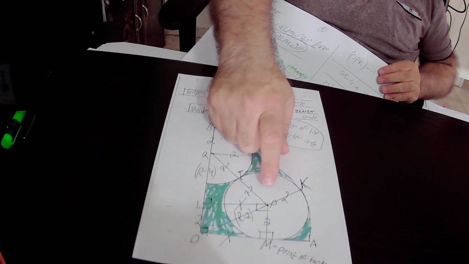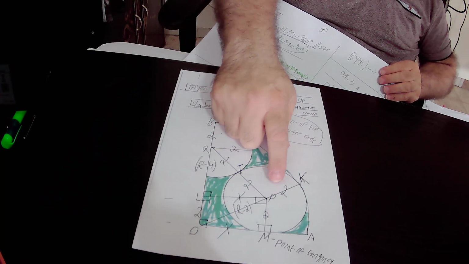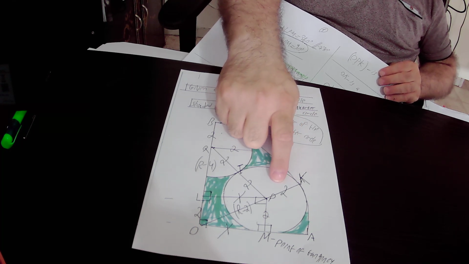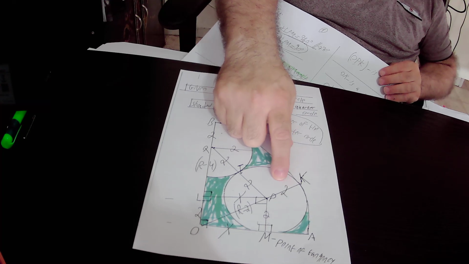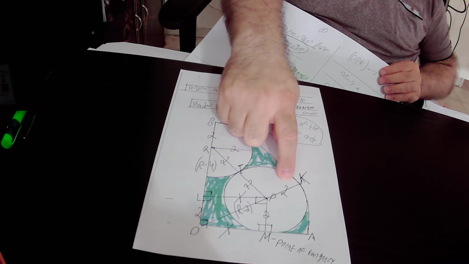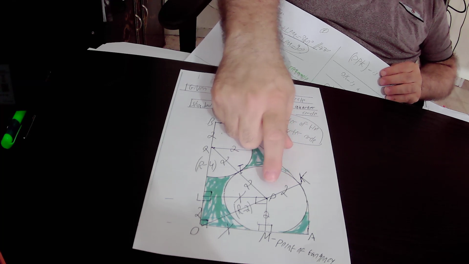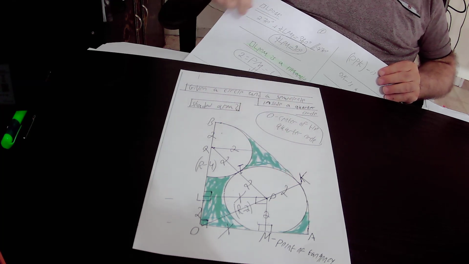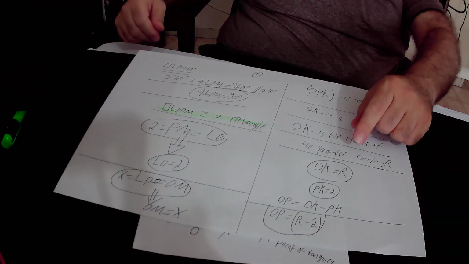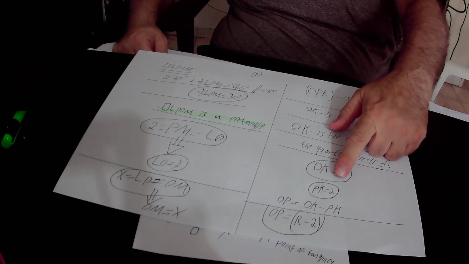Here, point P is the center of the circle. Point K is the point on the circle itself. That is exactly the definition of a radius. That is to say, PK is the radius of this circle that is equal to 2 units according to what is given in the question. So we found that OK equals R and PK equals 2.